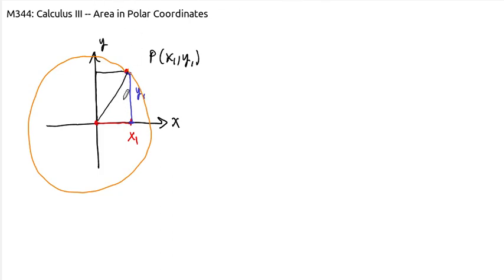So we can take a closer look at this segment right here and call the length of that R. That tells us how far away from the origin the point P is. And then we have to say where on the circle this point is, and we can describe that by this angle theta. And so this point P has what we call polar coordinates, r, theta.